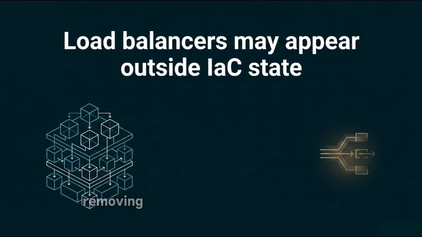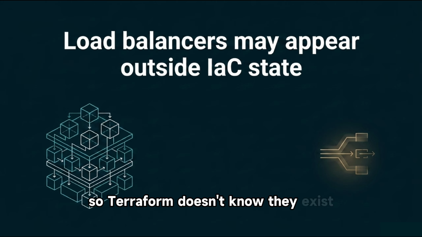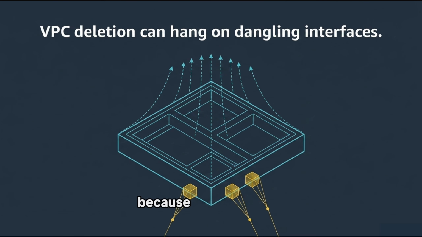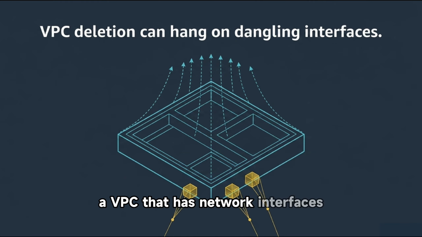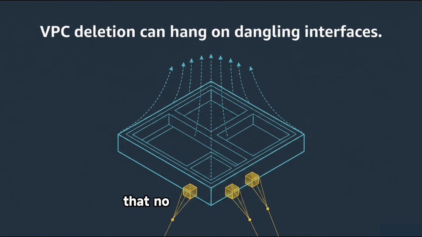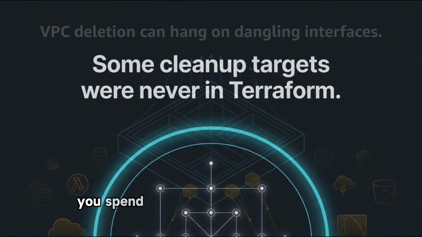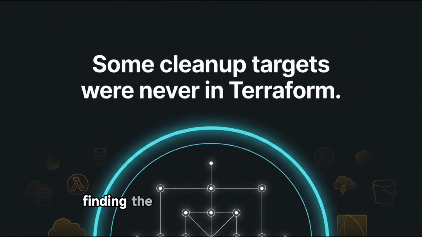The deletion requires removing the associated load balancers that the cluster created during its initialization, but those load balancers were created by Kubernetes, not by Terraform, so Terraform doesn't know they exist. The deletion hangs because it can't delete a VPC that has network interfaces still attached to load balancers that no IaC tool is tracking. You can't force delete the VPC. You can't delete the load balancers without finding them manually, because nothing in your tooling tells you they're there. You spend 2 hours in the AWS console finding the dangling network interfaces and tracing them back to the load balancers that the cluster created before it failed.